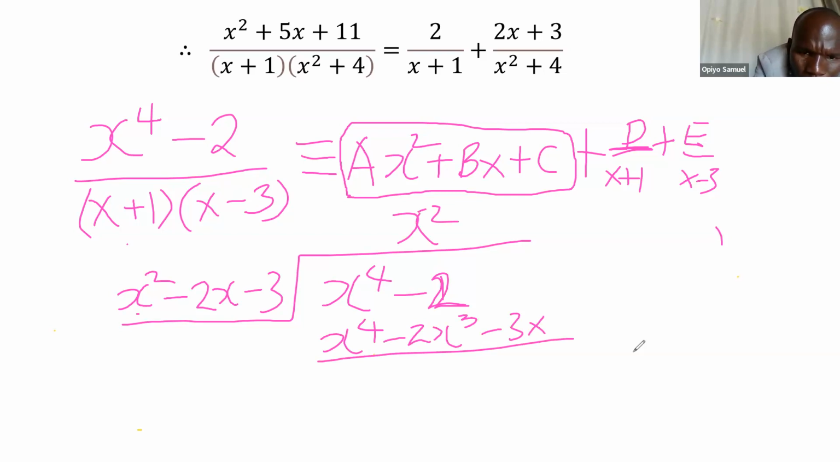Then when we subtract, this part will go. Remember we are subtracting, so we shall have 2x cubed plus 3x squared. Then we pull down the negative 2. Then when we divide this by that, we shall have plus 2x.